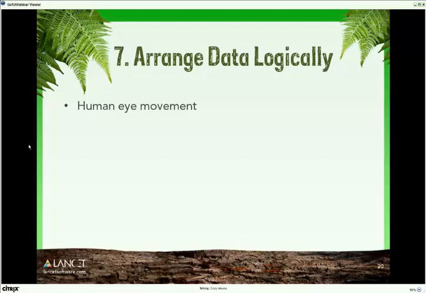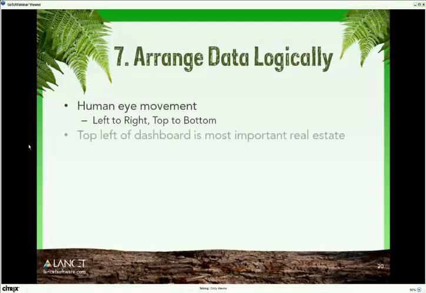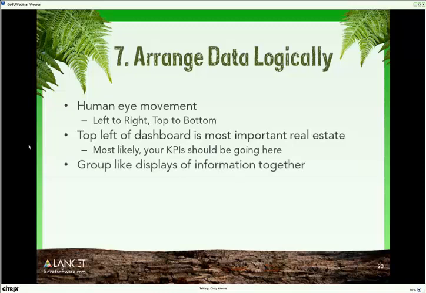So again, we want to make sure that we understand natural eye movement goes from left to right, top to bottom. So the most important information should be at that top left. The next logical piece of information should be to the right of that, and so on and so forth. Your KPIs probably should be your most important pieces of information. Not always. That's up to you and the business leaders and the end users to figure out what is the most important information. But whatever it is, use the top left of the screen.